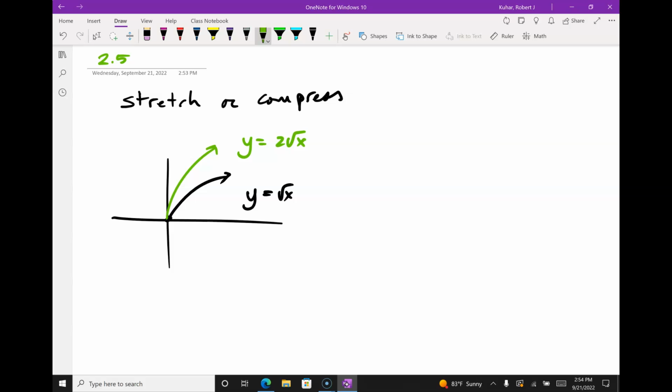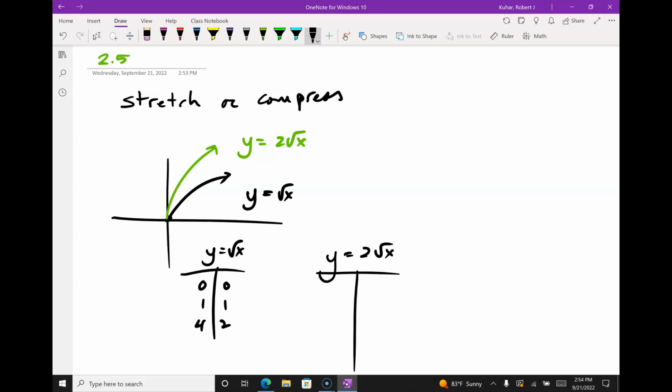So on my mother function here, we had a bunch of points, right? We had 0, 0, 1, 1, 4, 2. Square root of 4 is 2, right? And then what's my new function going to look like? The x's are going to stay the same, but the y's are going to get doubled. So 0, 2, and 4. You with me? Good. Let's see if we can see what's happening on Desmos here.